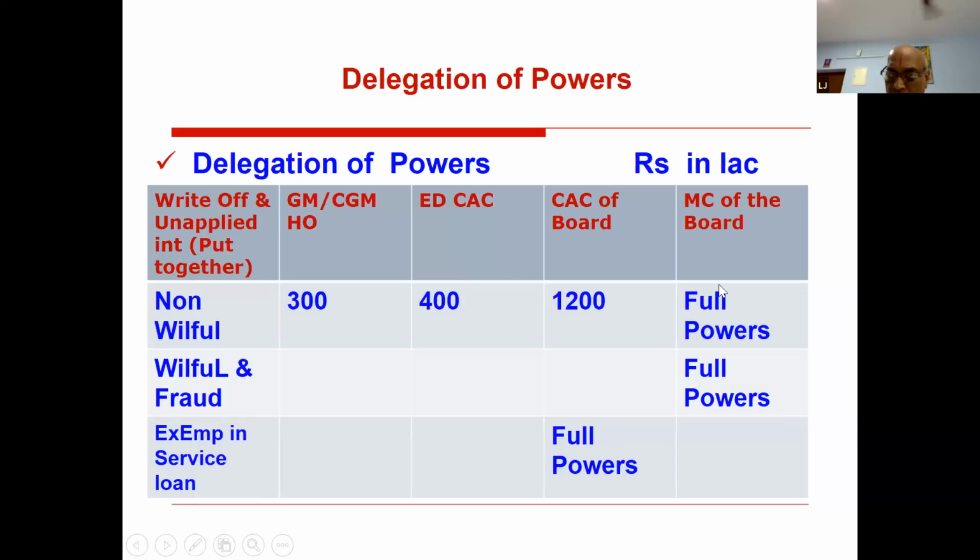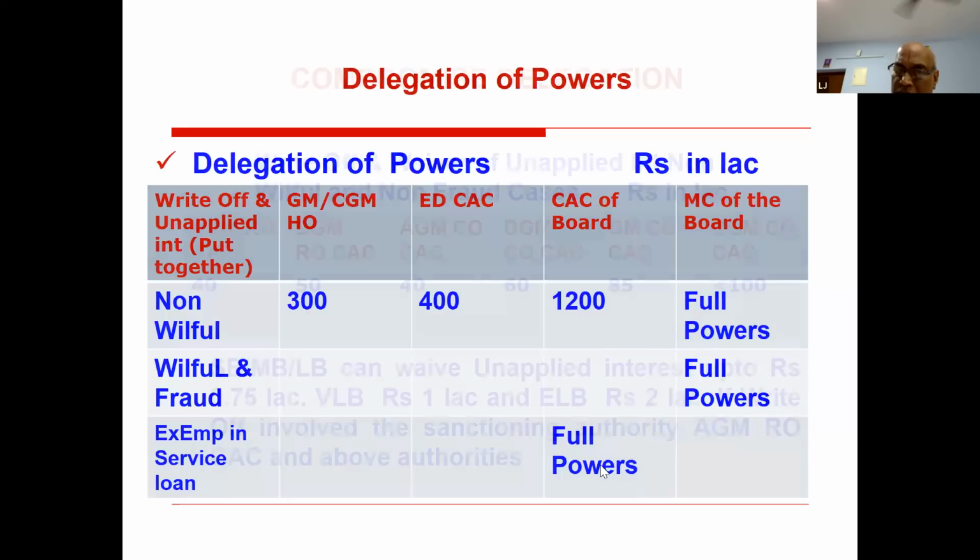I told you, in the case of a willful defaulter or a fraud account, no authority in the bank has power to sanction the OTS. This has to be placed only to MC of the board. No authority has the power. I told you, in the case of an ex-employee who has availed a loan in service or was a co-obligant in service, when the loan becomes NPA after they leave the services of the bank, full power is given to no other authority other than CAC of the board. These two things we have seen.